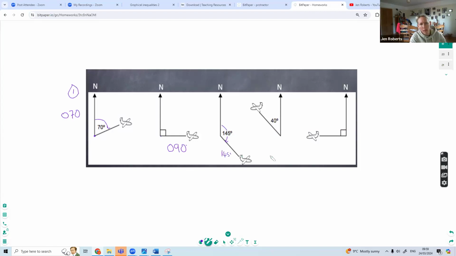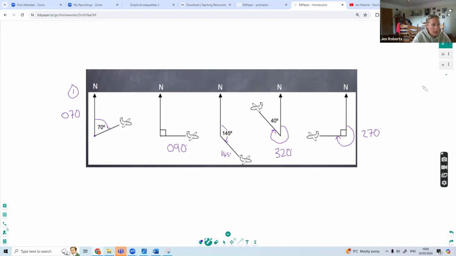Got to be a bit more careful with this one. Don't forget we're going clockwise, so it's this angle here. 360 take away 40 is 320. Here again, clockwise, don't forget, 360 take away 90 is 270.